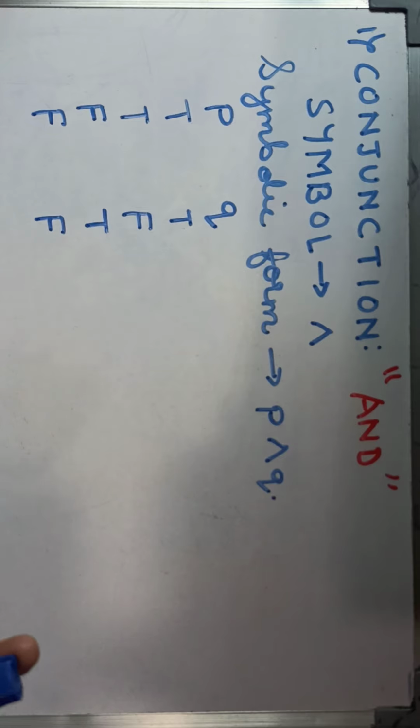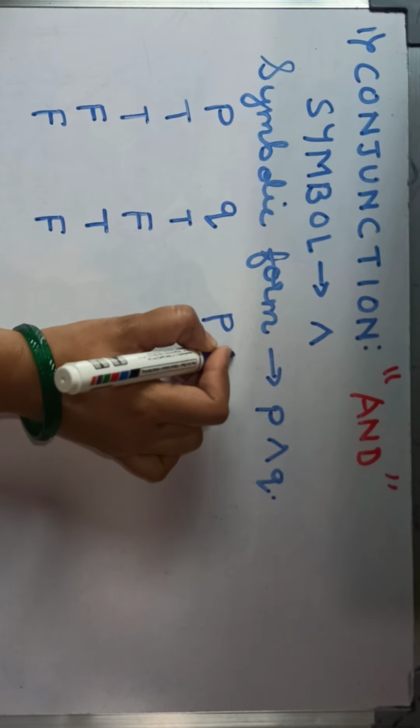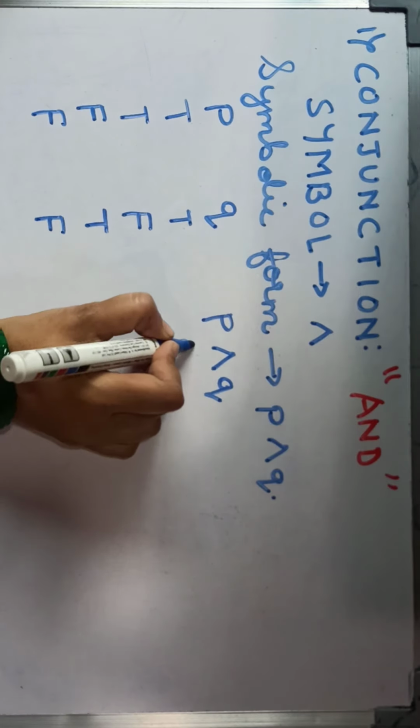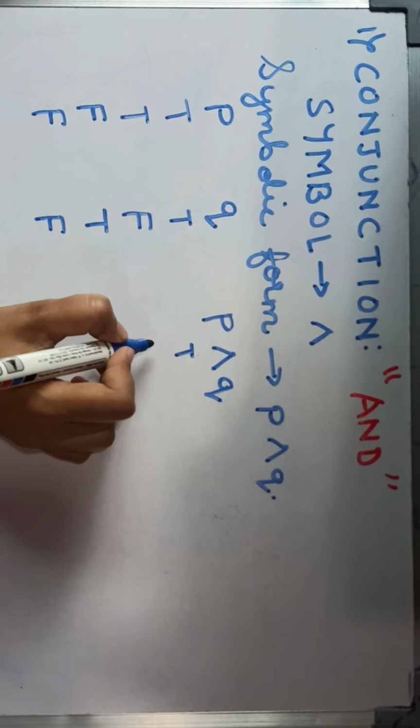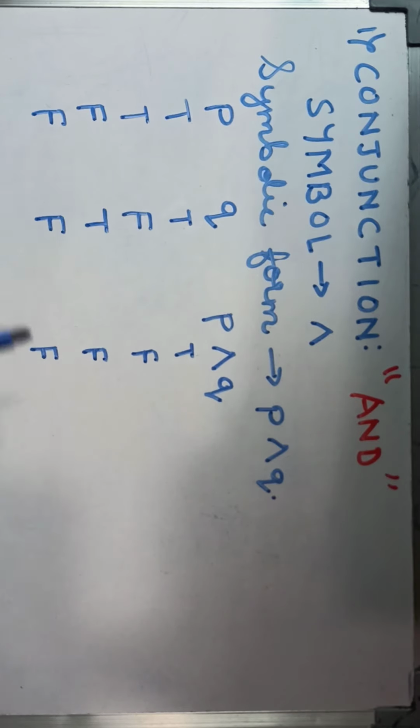Now let us see the truth table for P and Q as well. Remember, conjunction is true if both the statements are true. Otherwise it is false. So when both P and Q are true, the conjunction will also be true. Otherwise it will be false. So this is the truth table of conjunction.